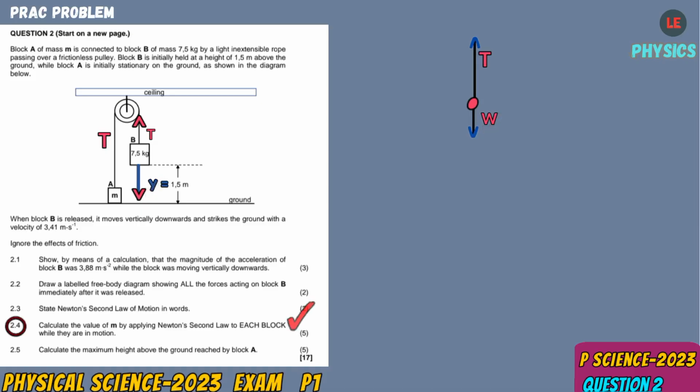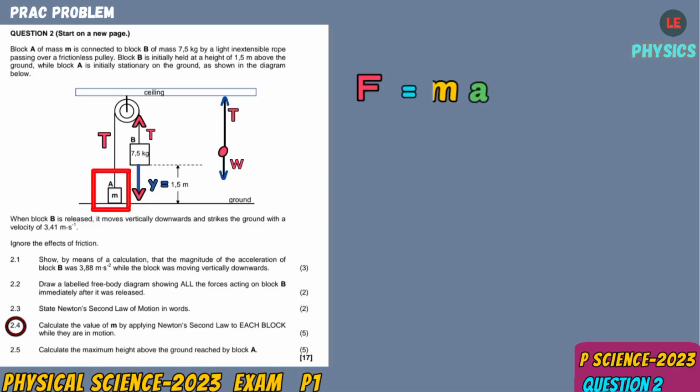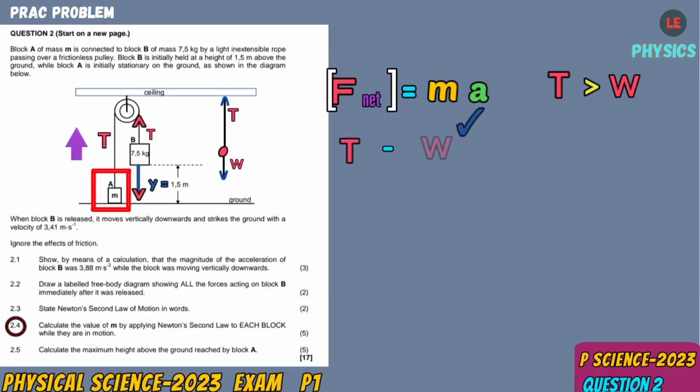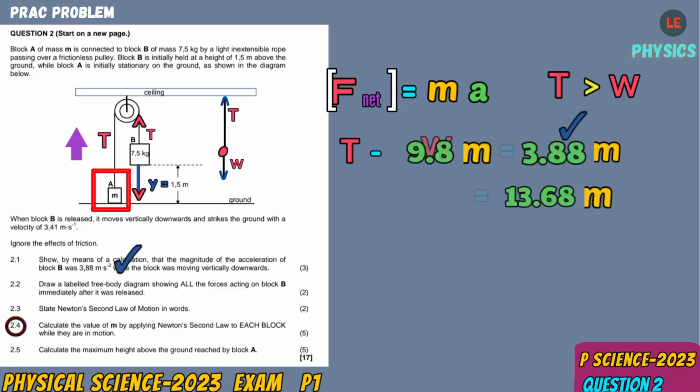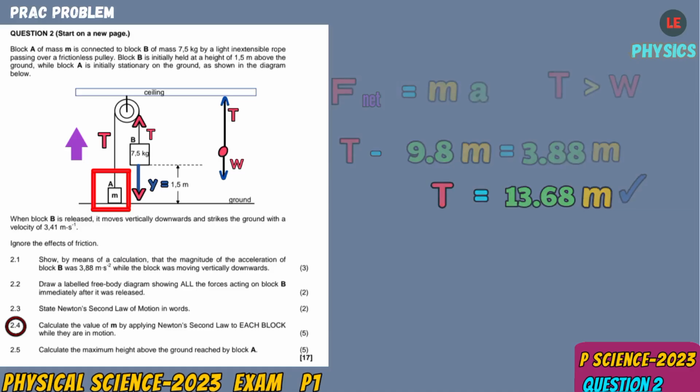Now we have to calculate the value of this m on this block. We are going to apply Newton's second law of motion, where we are using this formula. Because this block is moving up, that means tension is greater than weight force. Net force of this block is made from tension minus weight force. We equate it with mass of this block and acceleration of the system, that is this 3.88. So, because this expression has two unknowns, we leave it so for now.